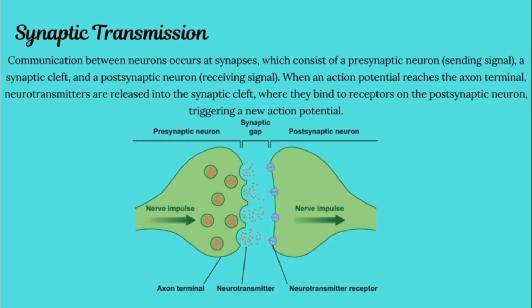Synaptic transmission. Communication between neurons occurs at synapses, which consist of a presynaptic neuron, sending the signal, a synaptic cleft, and a postsynaptic neuron, receiving the signal. When an action potential reaches the axon terminal, neurotransmitters are released into the synaptic cleft, where they bind to receptors on the postsynaptic neuron, triggering a new action potential.